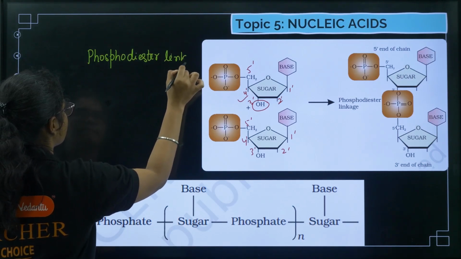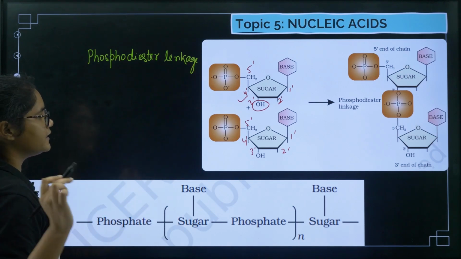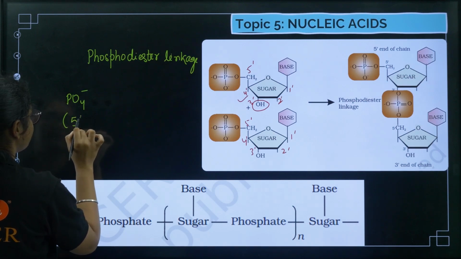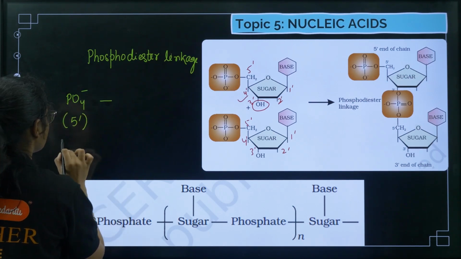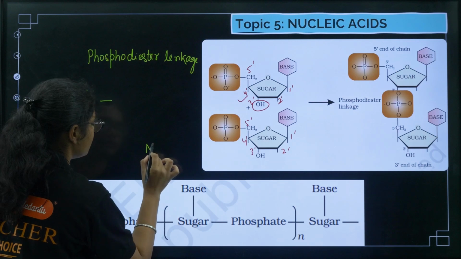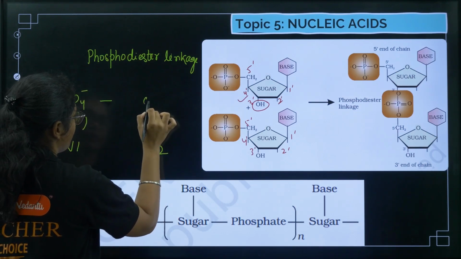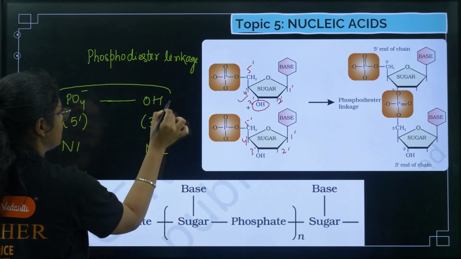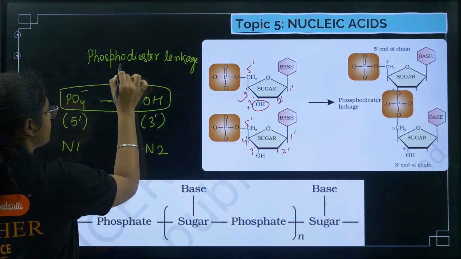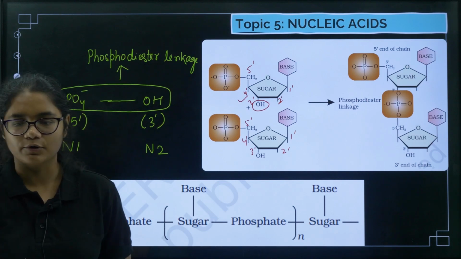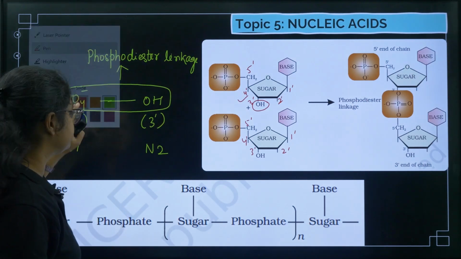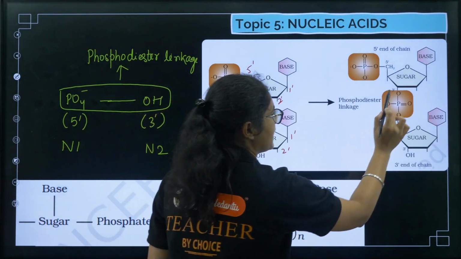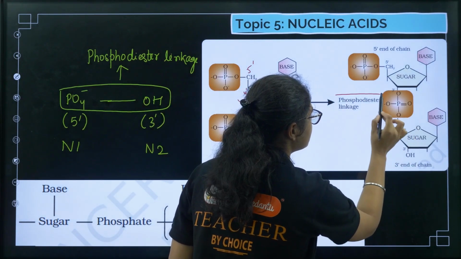How is it formed? The phosphodiester linkage is formed by the phosphate group attached at which position? The 5' position of nucleotide 1. And we have another nucleotide 2 where there is an OH group attached at the 3' position. There is a bond between these two, and this bond is nothing but your phosphodiester linkage. Now you can see in the diagram, this 5' phosphate group and this 3' OH group have combined to give you this phosphodiester linkage.